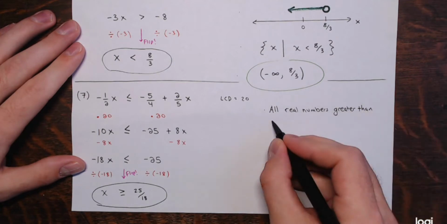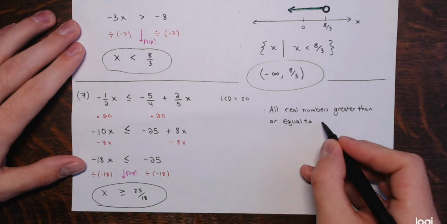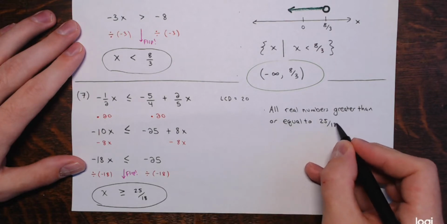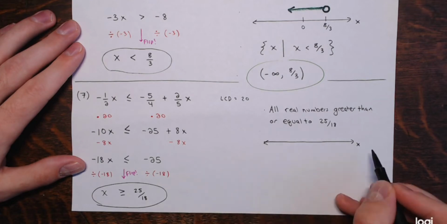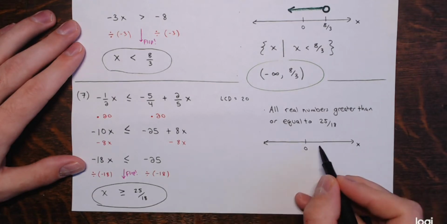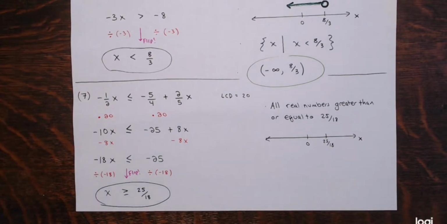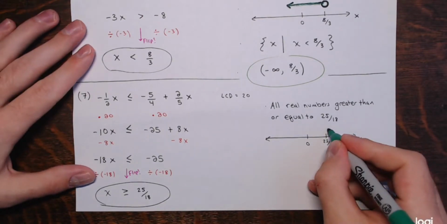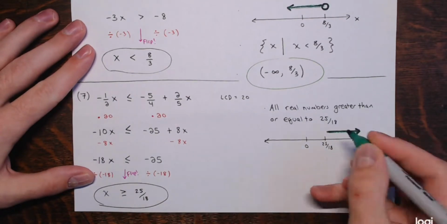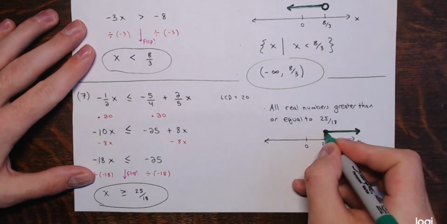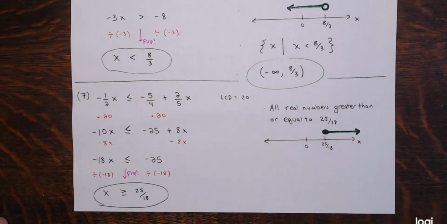Greater than or equal to 25/18. The graph, again, these are x values here. Here's 0. 25/18 is positive, so it'd be somewhere to the right of 0. And we're talking the numbers greater than, right? So to the right of 25/18 or equal to. So solid point above 25/18, it is included, it is a solution.